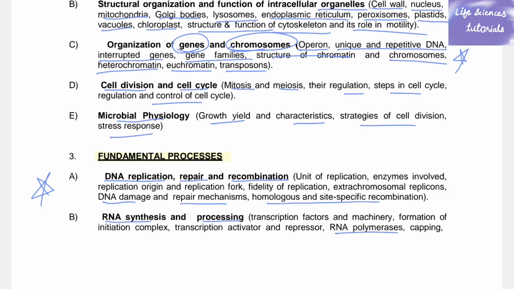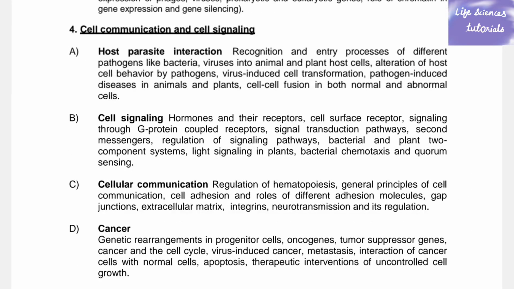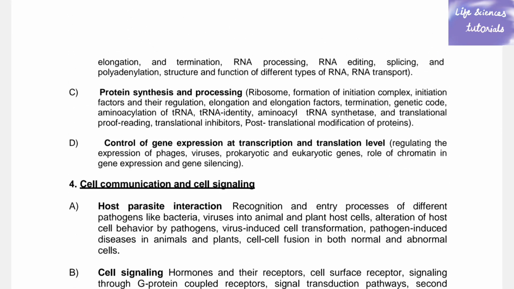It's processing. Like in eukaryotes, we have processing like capping. We do have other steps like tailing. We have different steps like elongation, termination, RNA processing. You can see RNA editing, splicing, polyadenylation, that is tailing. Then the different types of RNA transport.